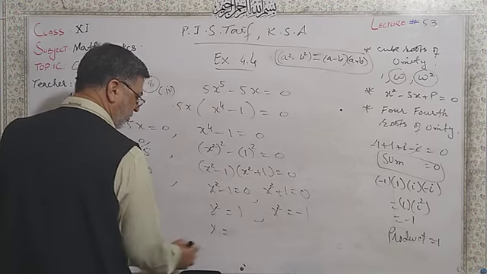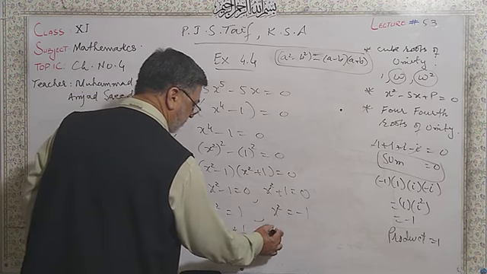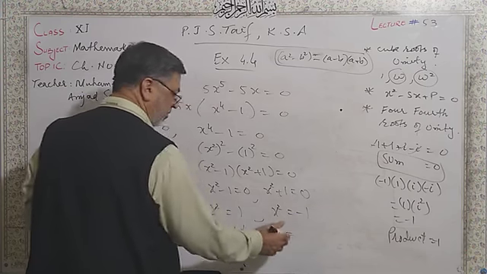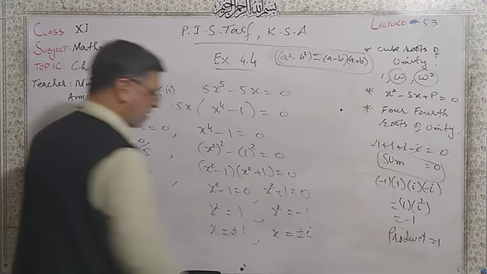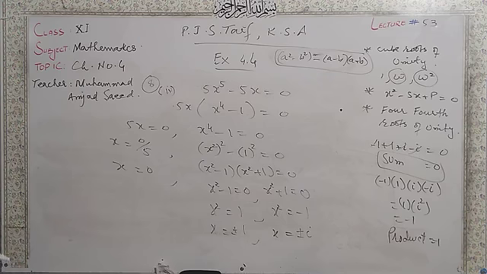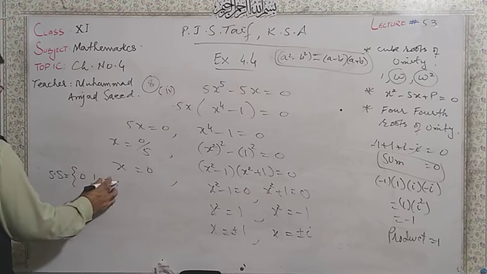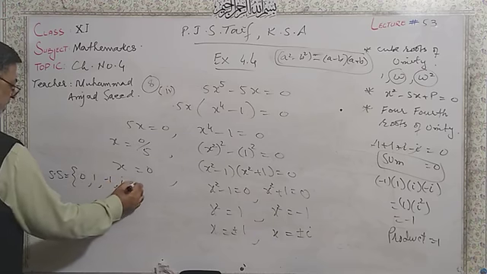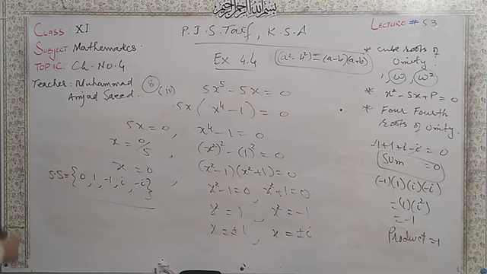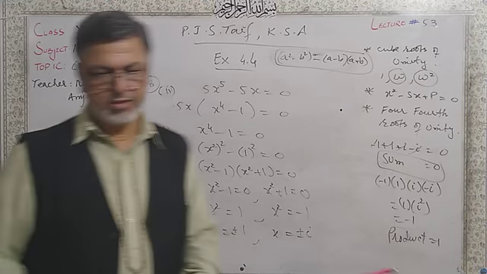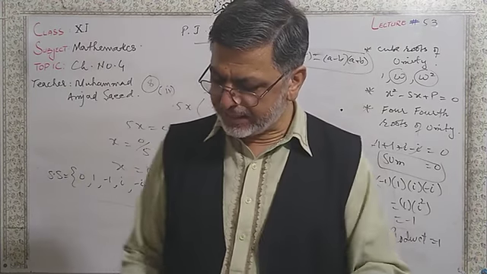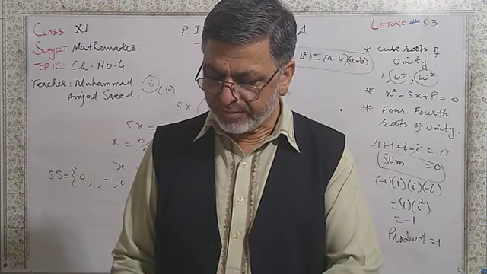Here taking square root, this will be plus minus 1, and here taking square root, this will be plus minus iota. Your solution set will contain 0, 1, minus 1, iota and minus iota. So these are the 5 roots of this equation. So this exercise is finished.